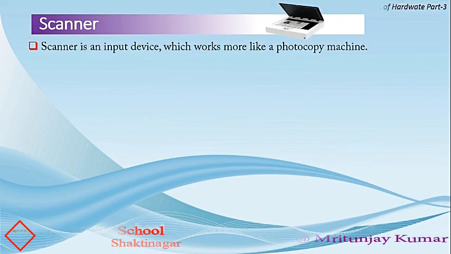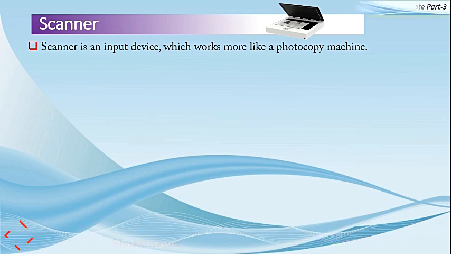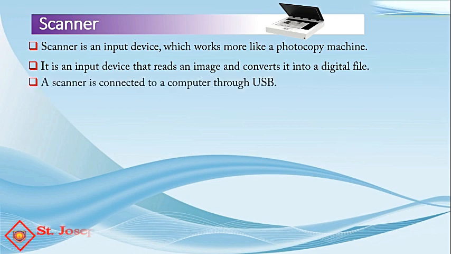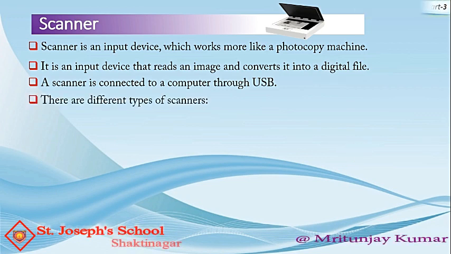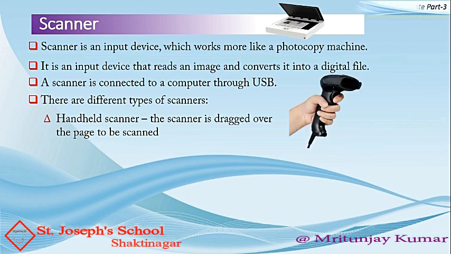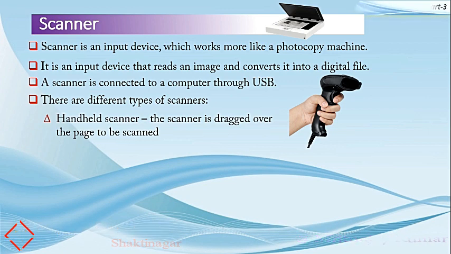Moving to the next input device, that is the scanner. A scanner is an input device which works like a photocopier machine. It is an input device that reads an image and converts it into a digital file. And a scanner is connected to a computer through USB. There are different types of scanners. Number one is handheld scanners, and this scanner is dragged over the page to be scanned, and it is a small size that can be placed in a hand.